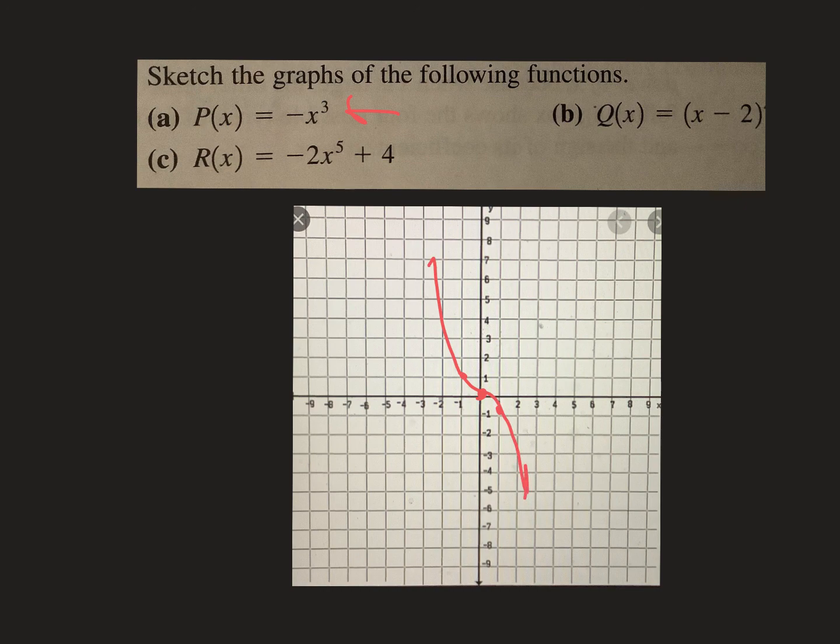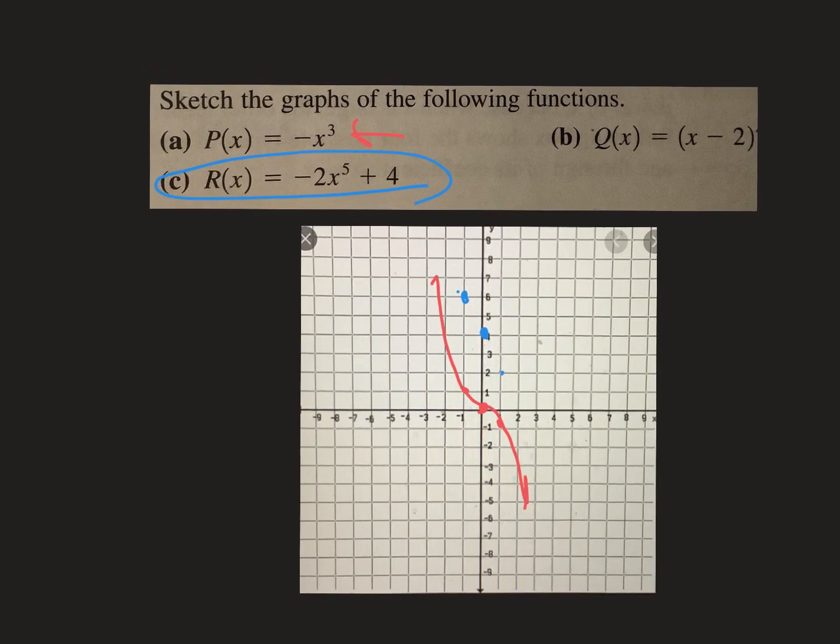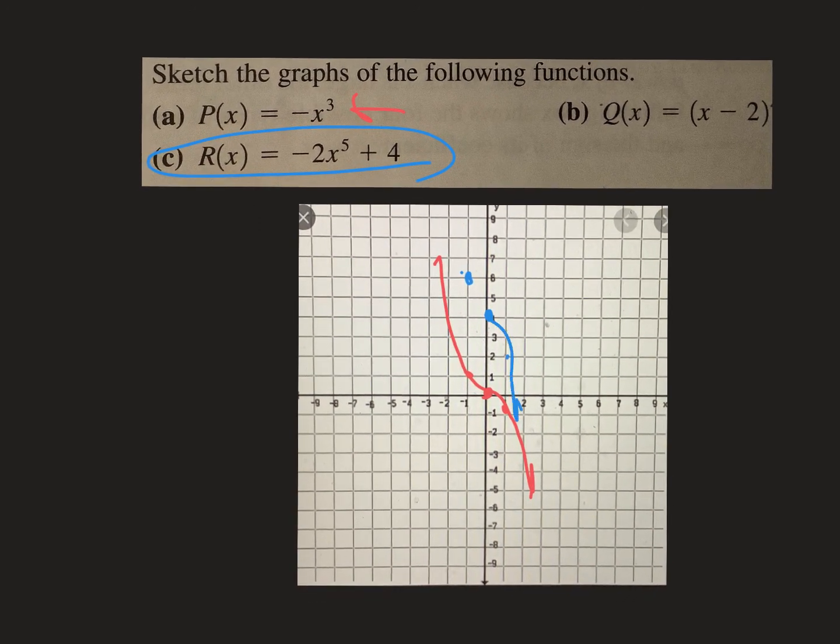Okay, x to the fifth has the same general shape, but there's some stuff going on here. It's got a plus 4, which means it's been moved up 4. The negative still means the shape's been reflected, so it's going to go like this and like that. That's the x to the fifth.